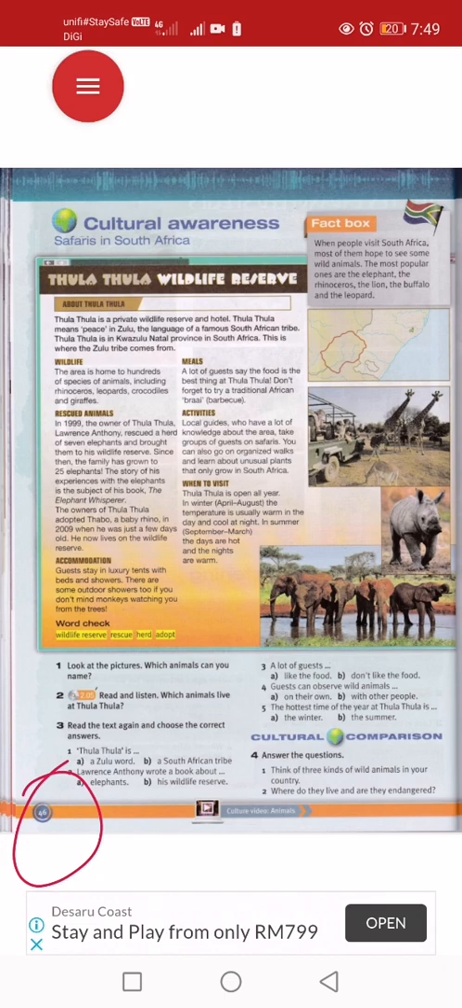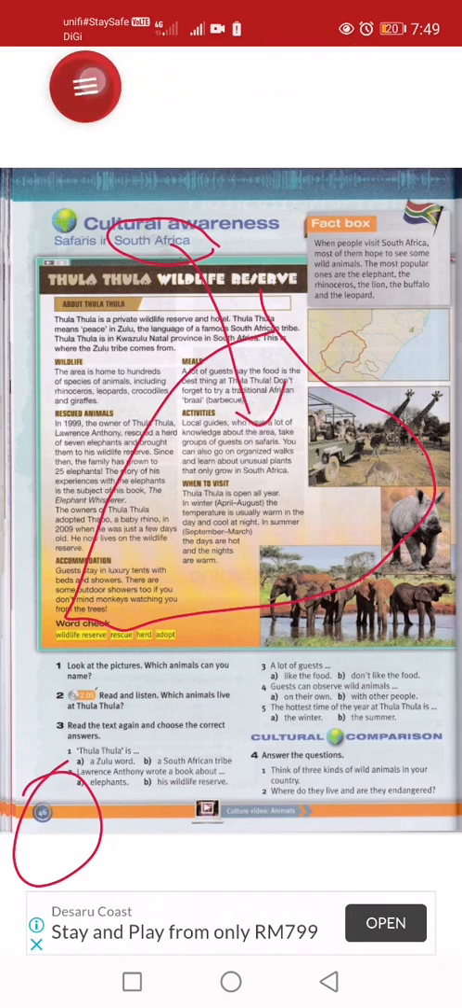So, cultural awareness. We're going to learn something about other countries today. A country named South Africa. I think I've told you before, Africa is a continent. Africa itu satu benua, dia bukan negara. And inside that continent there are many other countries. Ada negara-negara lain. So one of the countries in the African continent is South Africa.